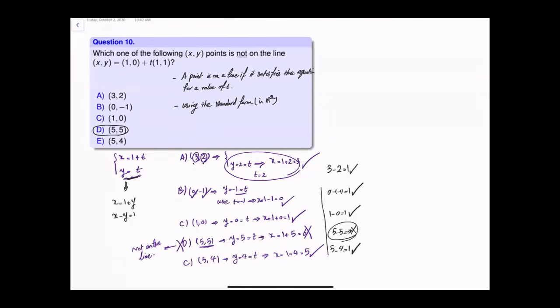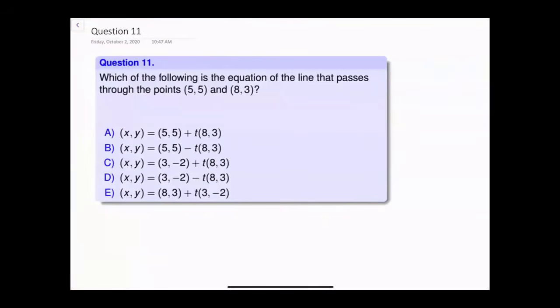Any other question? Okay, then we will move to question 11 here.